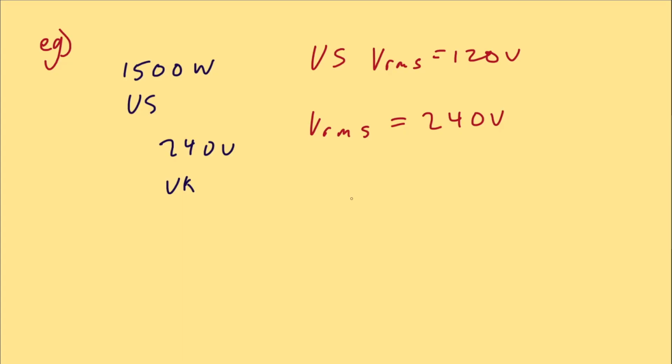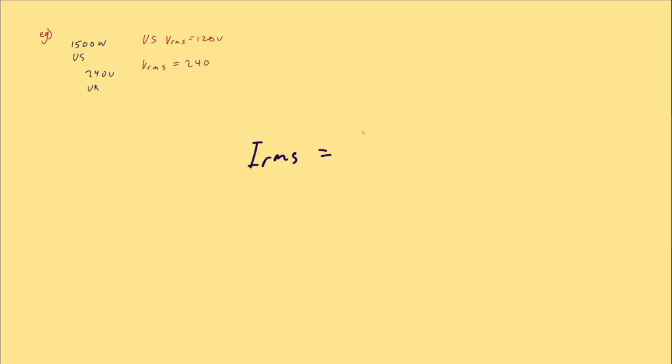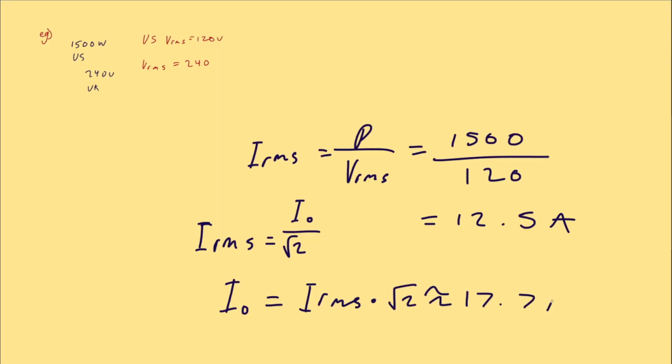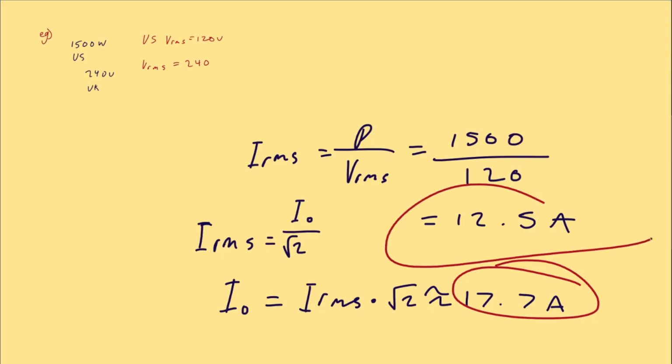So let's compare them. First, let's find the RMS current in the US. RMS current is given with P over V RMS. This is the current formula. The power is 1500 and the V RMS is 120, giving us 12.5 amps. And then how about the peak current? The peak current can be found with the other RMS formula, which was peak current over root 2. So we can rearrange and isolate for peak current, giving us I RMS times root 2, which is roughly 17.7 amps for the peak current, and 12.5 for the RMS current.